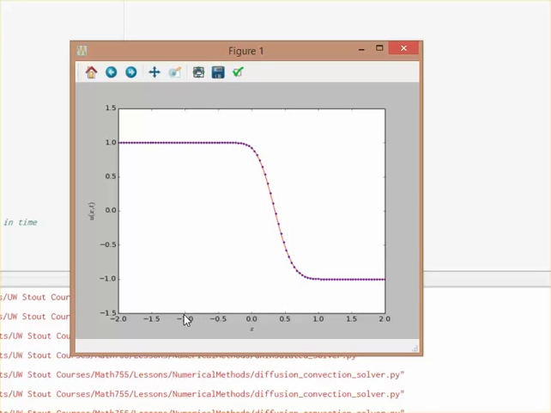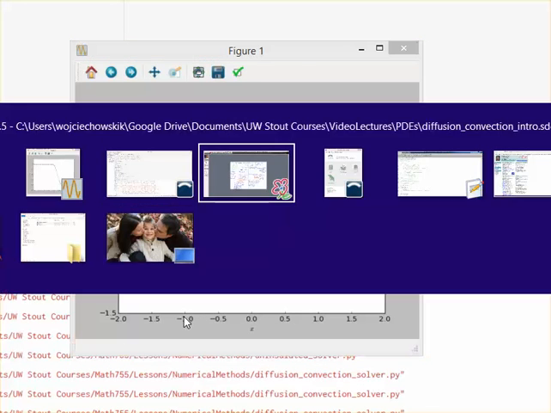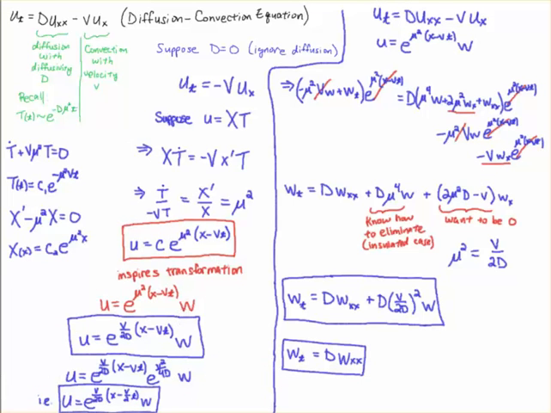Okay, I'll stop there. So I'll go back to this case, and there's all the mathematics, and that's how you can transform the diffusion convection equation into something that looks like the heat equation, and then you can solve it using separation of variables. All right, good luck.